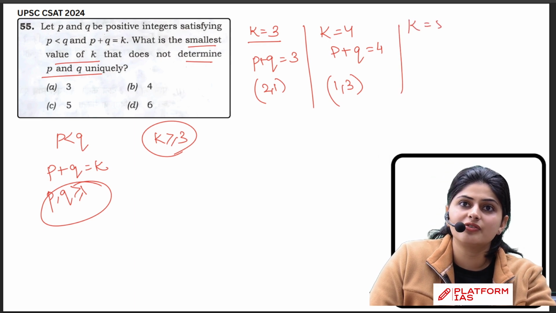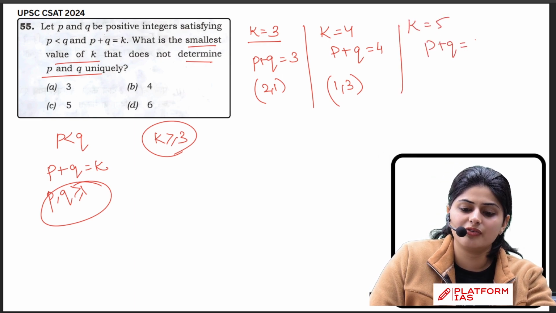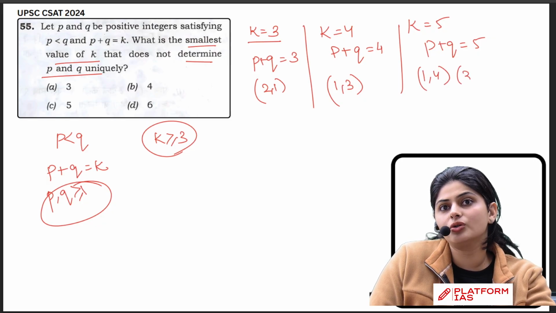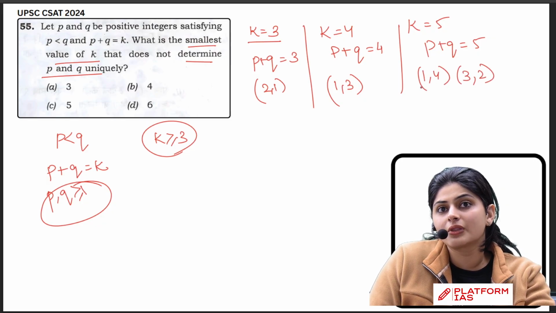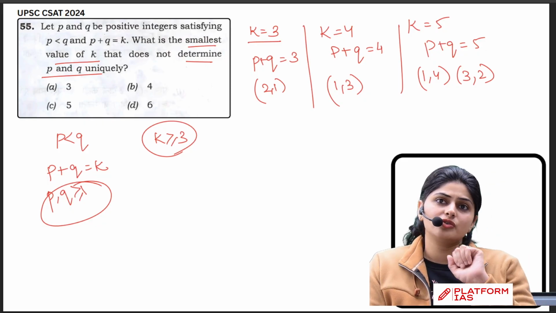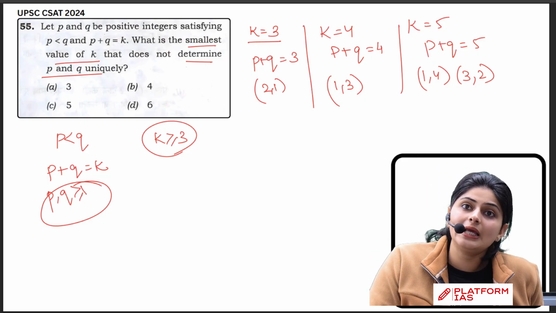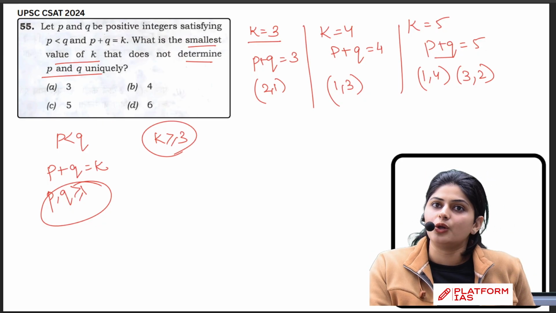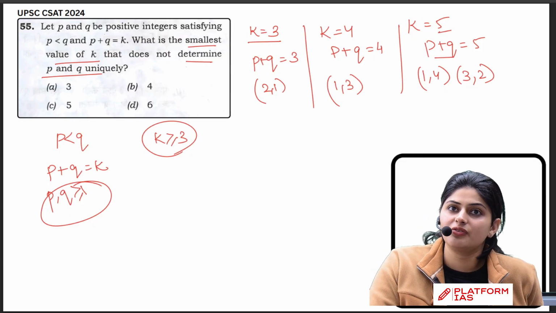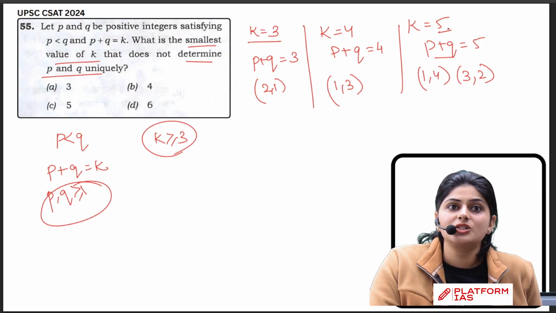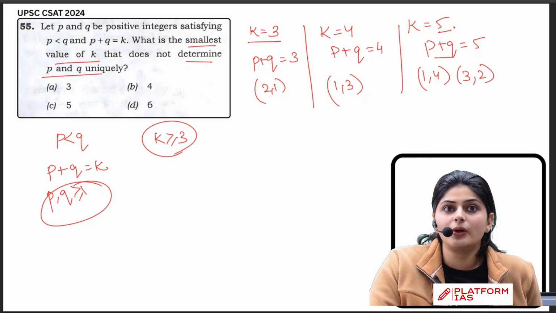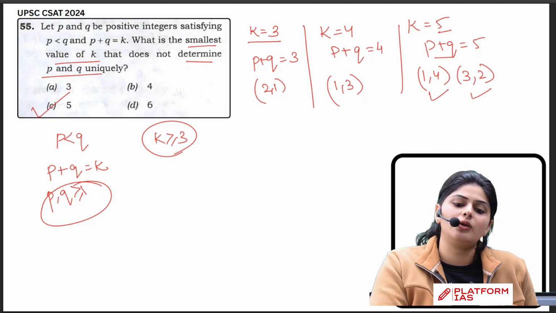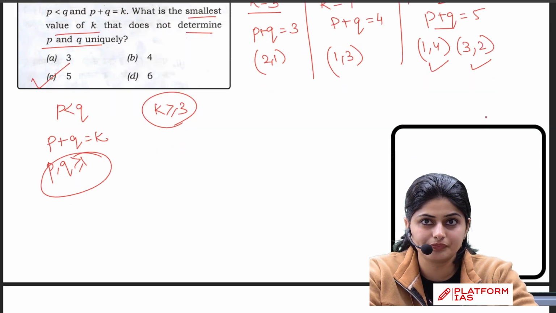If K is 5, P plus Q is 5. So we have 1 and 4. P and Q can be 1, 4 or 3, 2. And two values of P and Q would be possible. So uniquely we cannot find out the value of P and Q if K is 5. So 5 is the smallest value of K that does not determine P and Q uniquely. So your answer will be option number C.